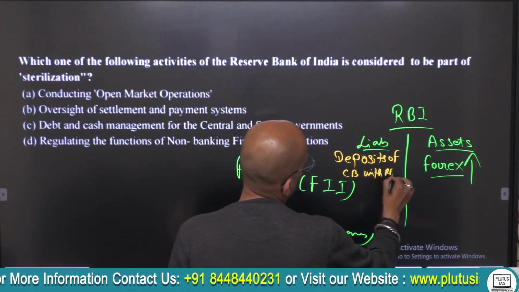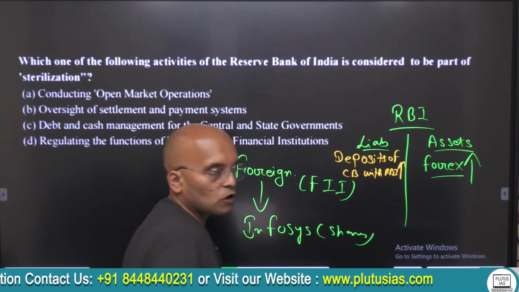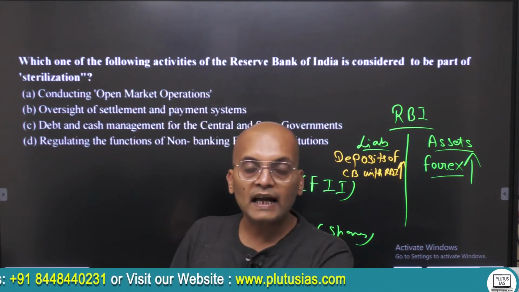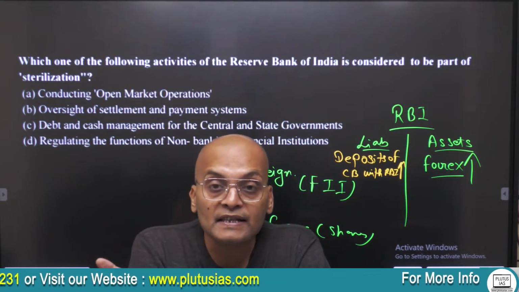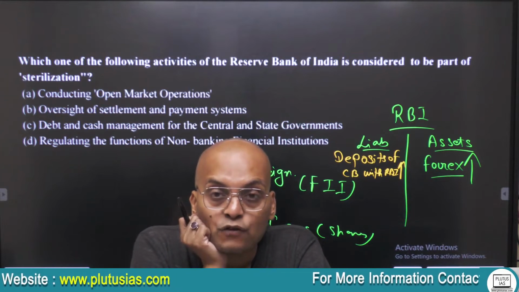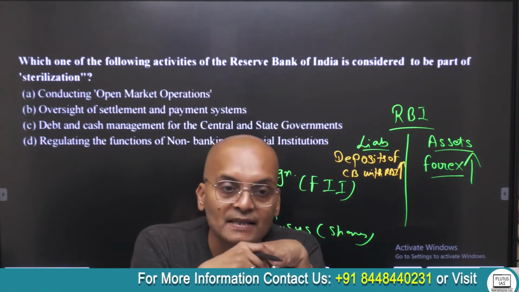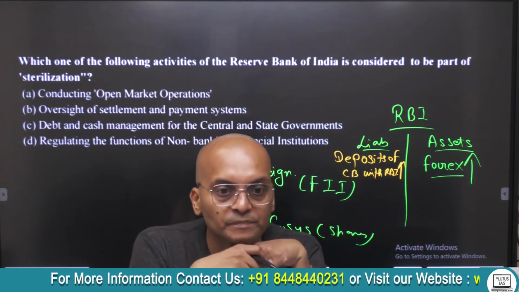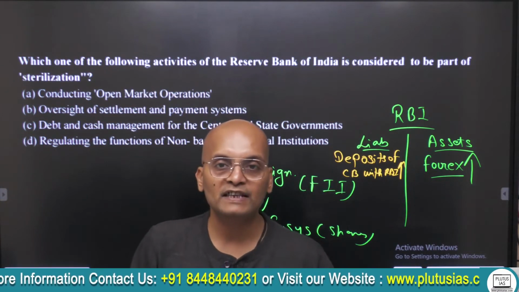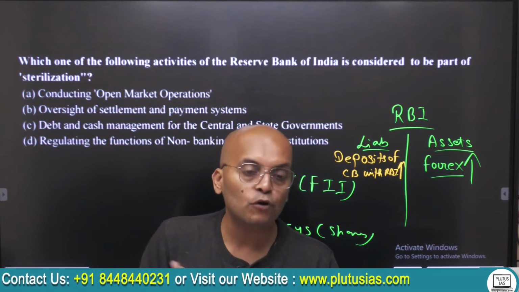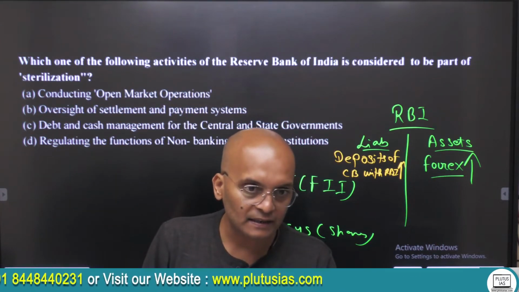This is also increasing. That means if money is increasing with the commercial banks, what happens? Money in the market will increase. Money supply will increase. Yes or no? If money is increased with the bank, the commercial bank is having more money, what will it do? It will lend out the money.